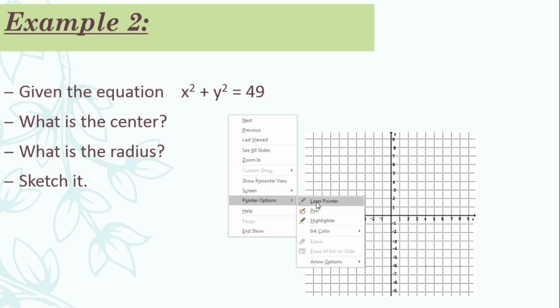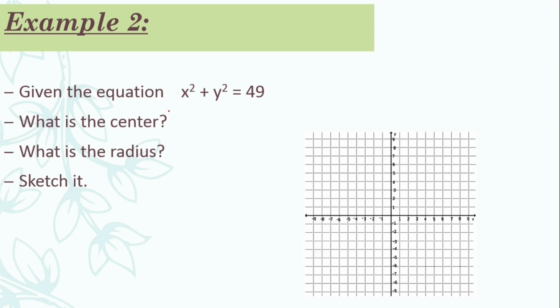let's have a marker so that we can indicate the center, or we can say that our center is (0, 0), or the origin. How about the radius? As I've said earlier, the radius is the square root of the number here. So the square root of 49. What's the square root of 49? The square root of 49 is 7. Therefore, our radius is 7.